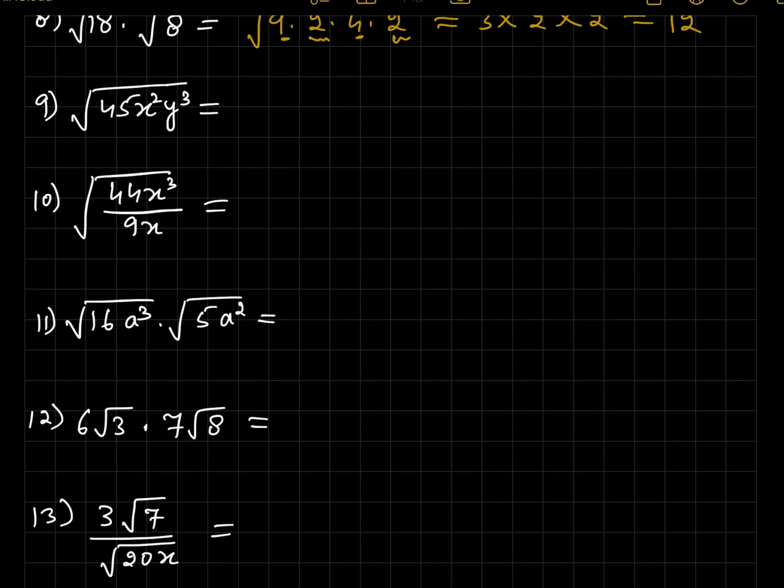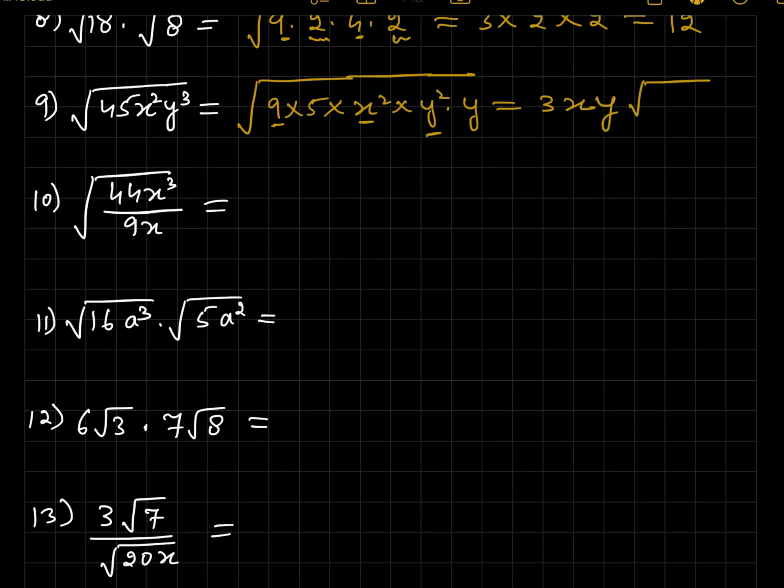Next, square root of 45. Okay, we can write it as 9 times 5 times x square, and y cubed can be written as y square dot y. So for 9, square root of 9 is 3, then x square, so I can take x, then y square, then I can take y. So what I am left with? 5y inside the radical sign. So this is our simplified.